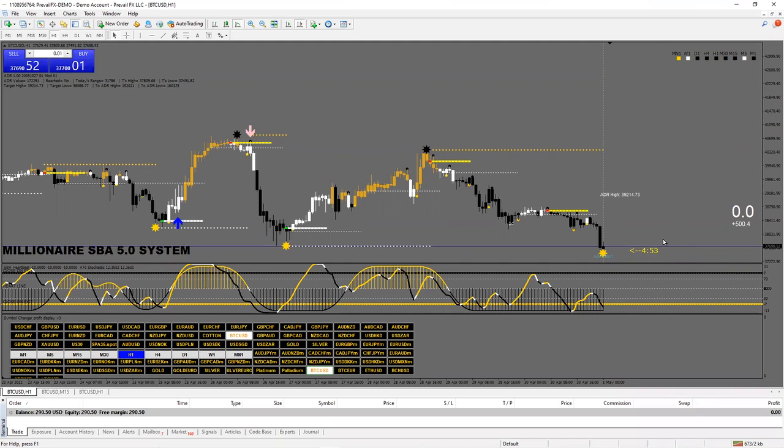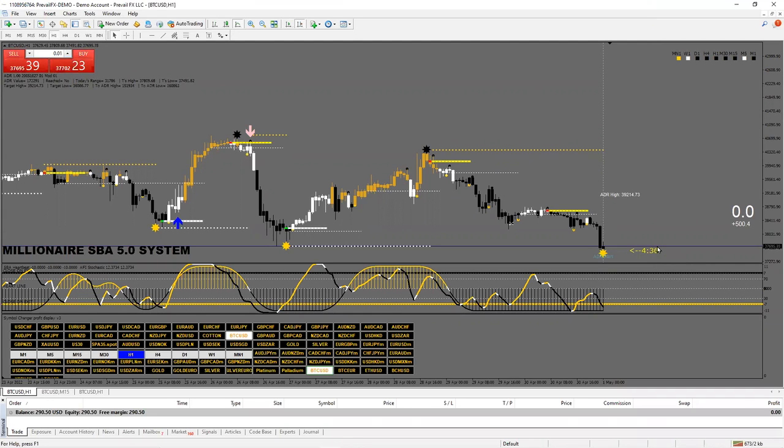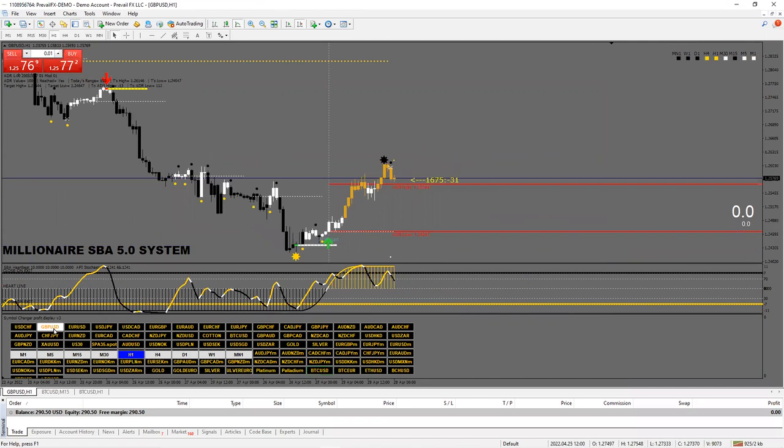Especially on a pair as volatile as Bitcoin or gold or NAS 100 or US 30. I'd rather get some money than no money because I'm being greedy. Now, if I'm trading a regular pair, let's take a look at GBP USD.